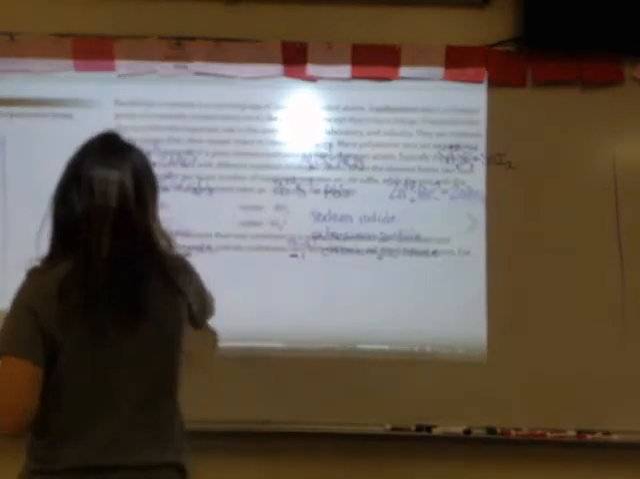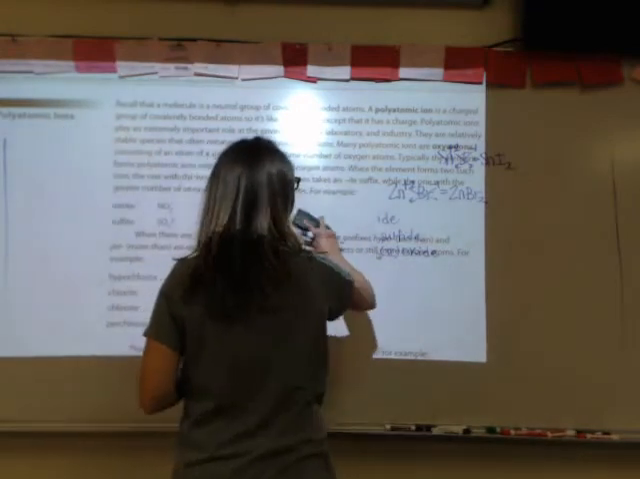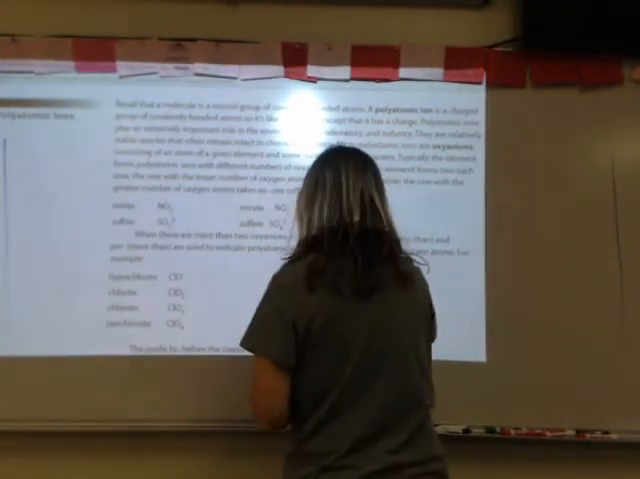Okay, let's talk about polyatomic ions. Polyatomic ions are when we have a group of atoms together, they're bonded to each other, and they have a charge. The charge could be positive, it could be negative. A lot of polyatomic ions are oxyanions, which means that they contain oxygen.